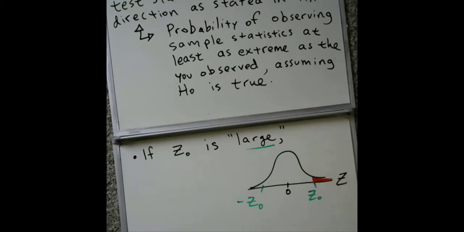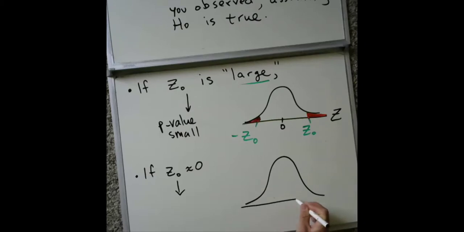Now, if it was right-tailed, it would only be this right-tailed area. If it was a left-tailed test, it would be just this left-tailed area. If it was two-tailed, it would be both of them. A test statistic that is large is going to get you a p-value that is small. Let's consider the contrast here.